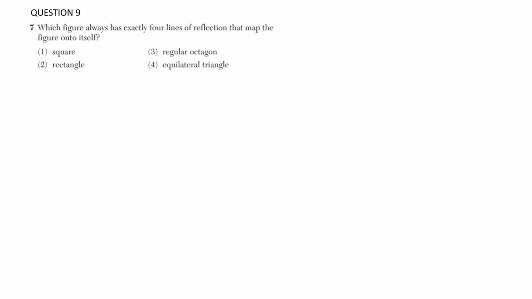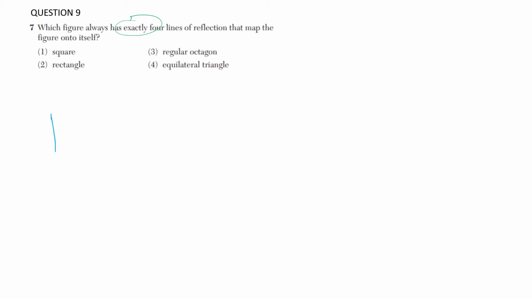All right, question 9. Which figure always has exactly 4 lines of reflection that map the figure onto itself? So this one doesn't really require math, it really just requires us to have a good understanding and intuition, and a good grasp on all these different geometrical shapes that you guys will cover in your geometry class, right? So you have square, rectangle, octagon, and equilateral triangle.